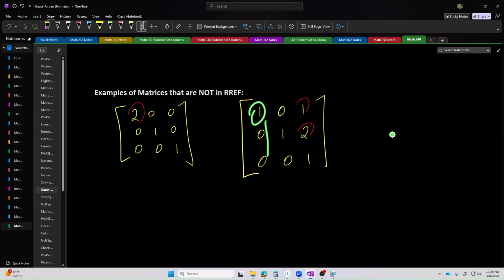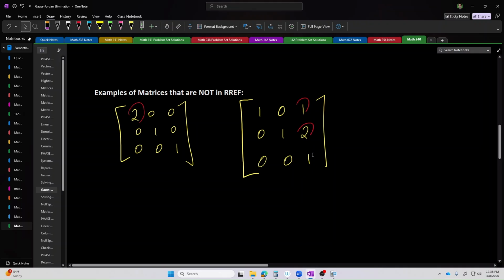Now, if I look above and below those pivots in the matrix, I can see that the first two columns are fine. All the entries below and above the pivots have been cleared out. But in the third column, we see that there are non-zero entries in the same column as this pivot. So that is a problem, and this matrix is not in reduced row echelon form. So this matrix would not count.